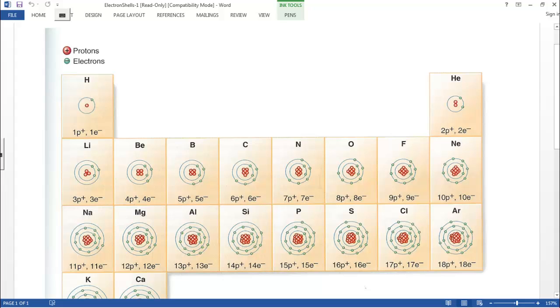And an interesting pattern comes out of this. As you look at each column, they end up with the same number of outermost electrons. They have the same number of valence electrons. Hydrogen, lithium, sodium all have 1 electron on the surface. If you go to fluorine, F, and chlorine, Cl, they both have 7 electrons on the surface. Same number of valence electrons.